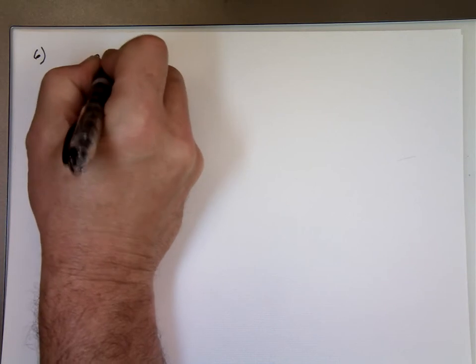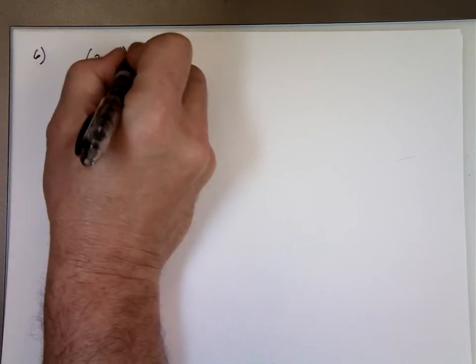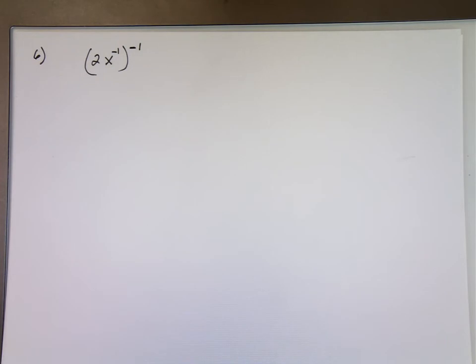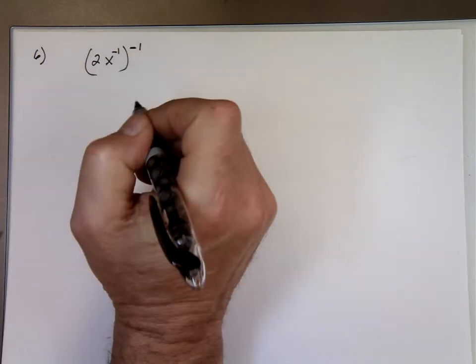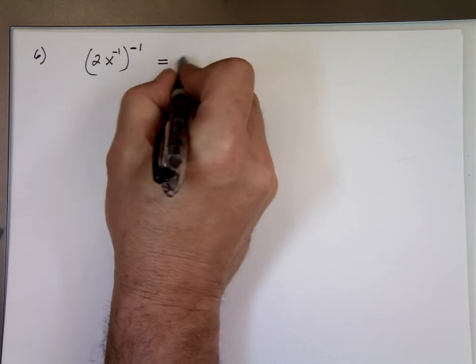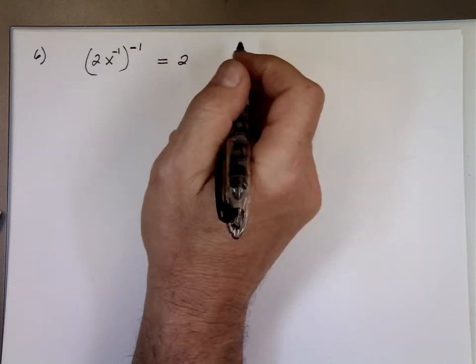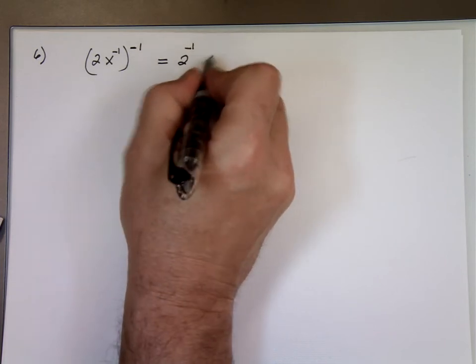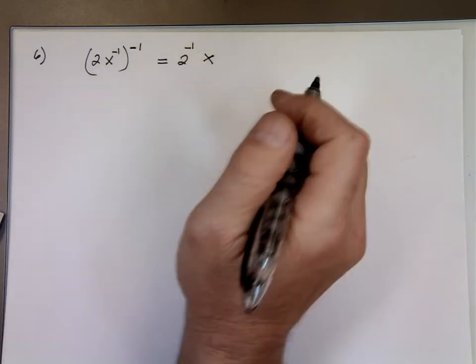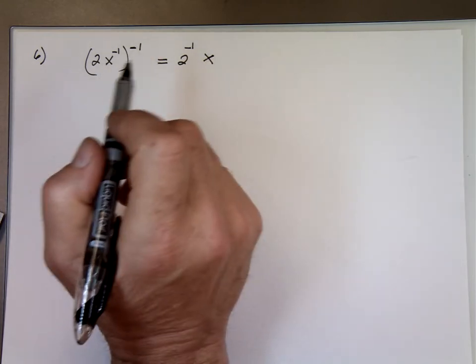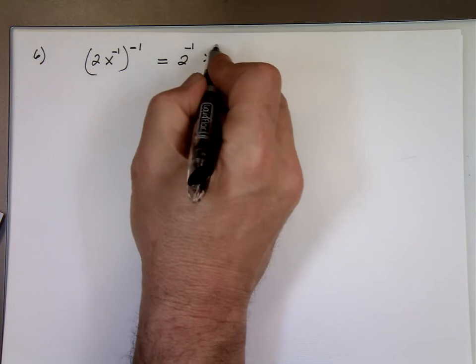2x to the minus 1, to the minus 1. Okay, well, first let's distribute that minus 1. So this will be what? 2 to what power? Negative 1. X to what power? Try again. 1. Power to power, you multiply. Minus 1 times the minus 1 is 1. You multiply when it's power to power.